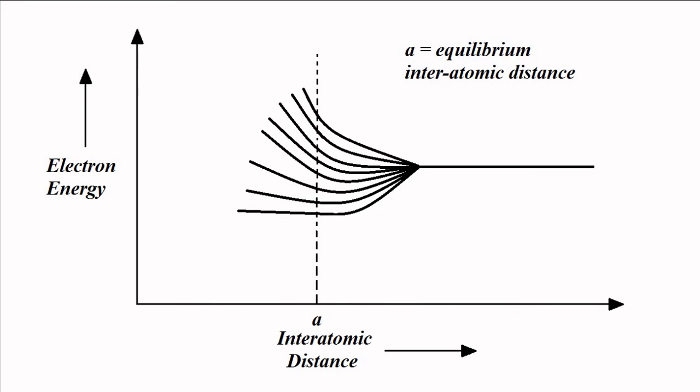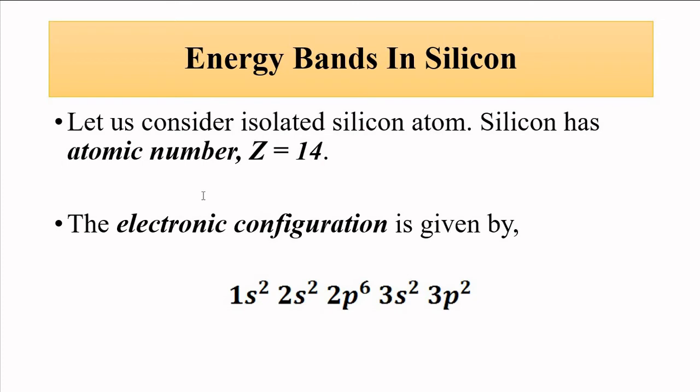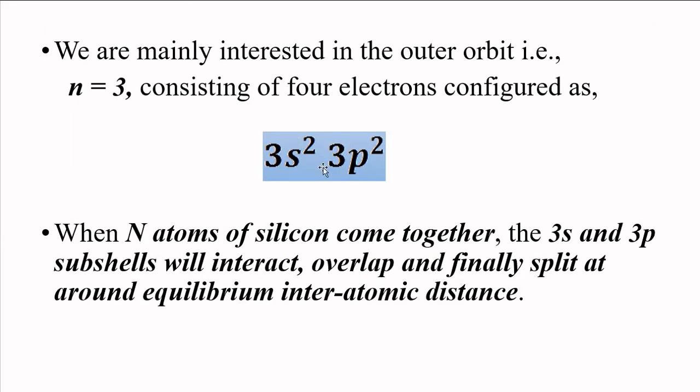This concept leads us to understand the conduction band and valence band for silicon, which has atomic number Z equal to 14 and the electronic configuration 1s2, 2s2, 2p6, 3s2, 3p2. The outer orbit consists of 4 electrons, 3s2, 3p2. When n atoms of silicon come together, the 3s and 3p subshells interact, overlap and finally split around the equilibrium interatomic distance, and it will be something like this.